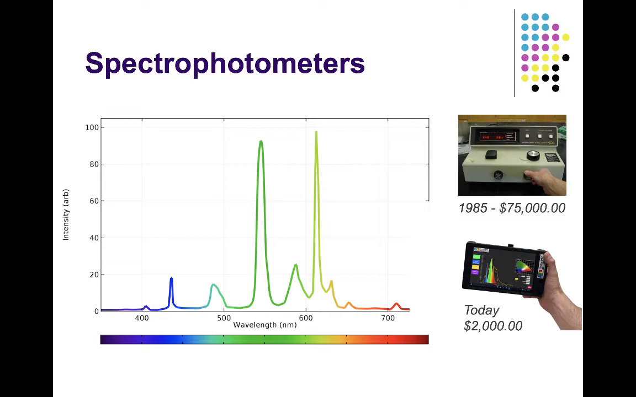Spectrophotometers. They're instruments used in graphic communications called spectrophotometers, and these measure the relative intensity of a light source across the visible spectrum from 380 to about 740. Here, you see the green and the lime colors being dominant in the color that's being measured. These devices were at one time prohibitively expensive, but today a good spectrophotometer can be purchased for under $2,000.